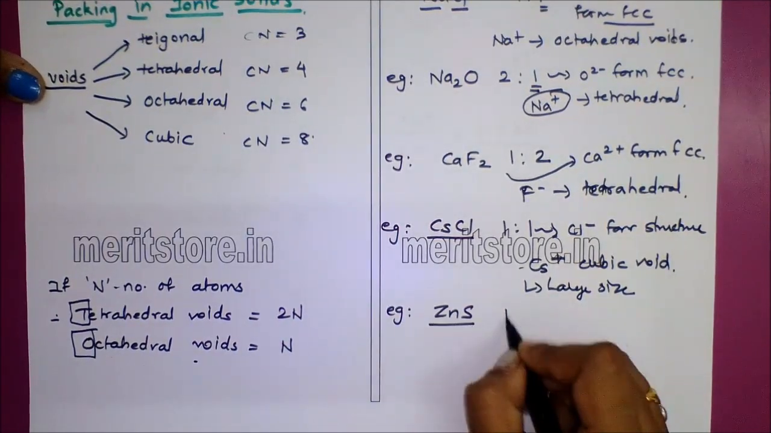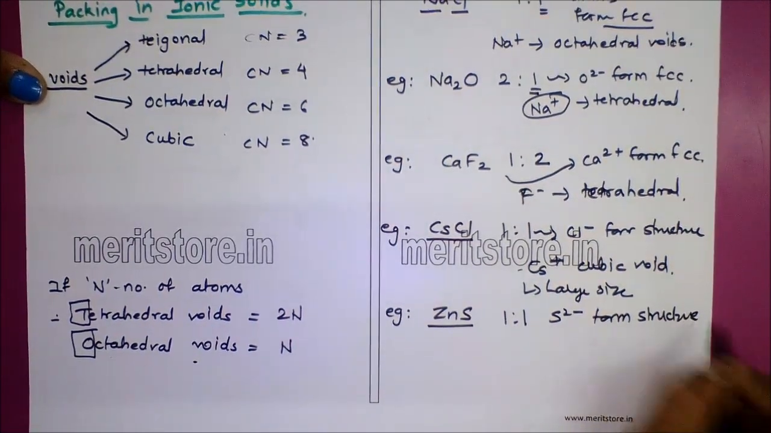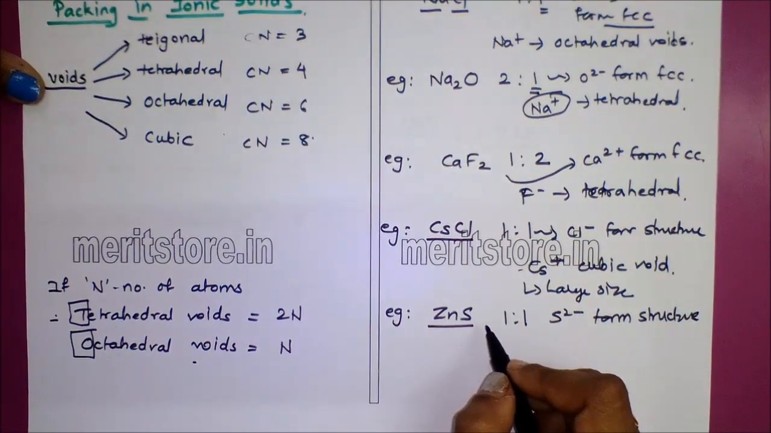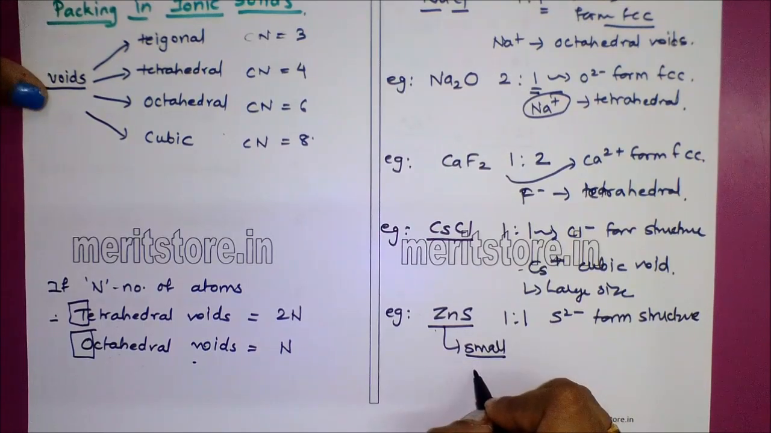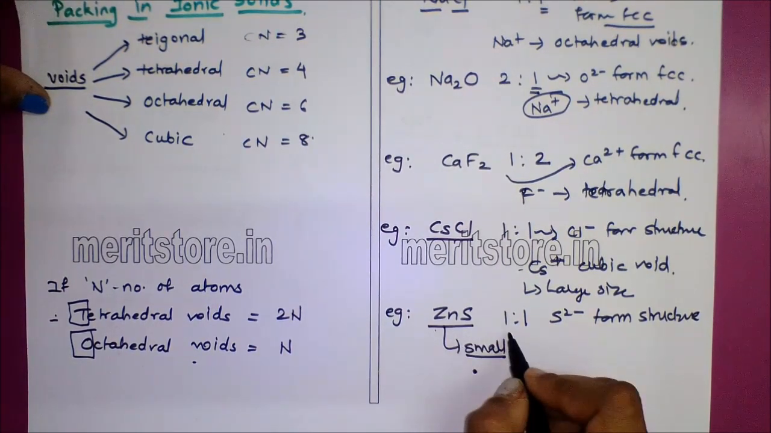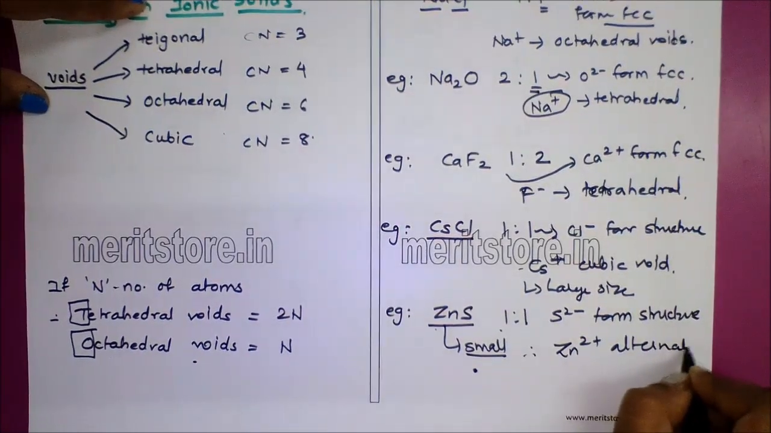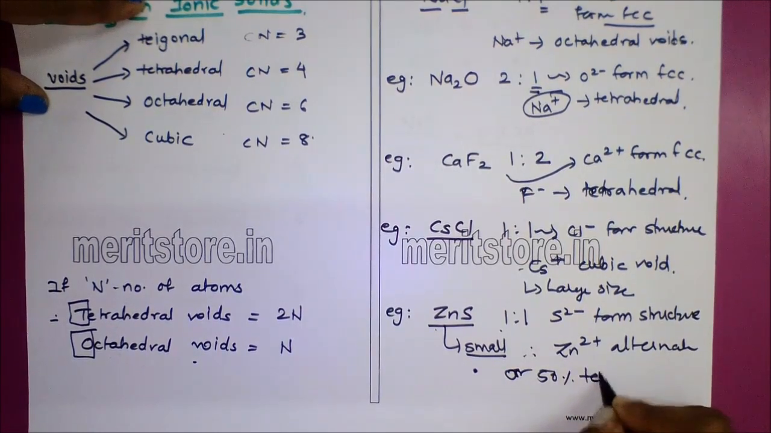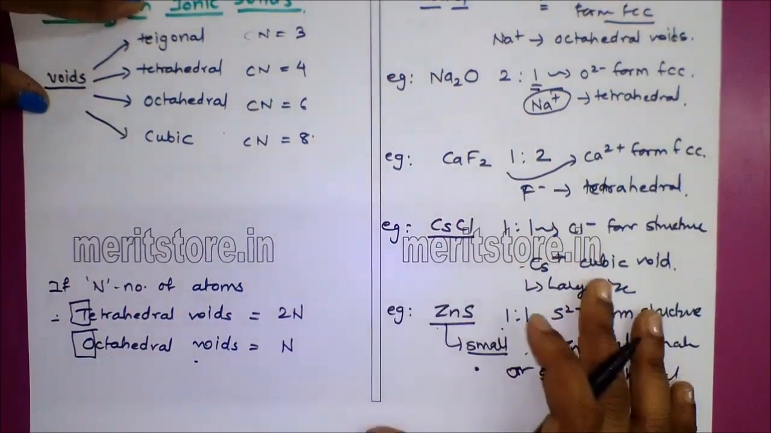Now in case of ZnS, we have a ratio 1:1, where S2 minus forms this structure. Since the ratio is again 1:1, it is expected that zinc will occupy the octahedral voids. But the zinc size is very small, so rather than going in the octahedral void, it will go in the tetrahedral void. But if it occupies all the tetrahedral voids, the ratio will become 2:1, and we want a ratio 1:1. Therefore, the Zn2 plus occupies alternate, or we can say 50% of the tetrahedral voids. So we can calculate the ratio of different ionic solids and their packing with respect to whether they occupy the tetrahedral voids or the octahedral voids.